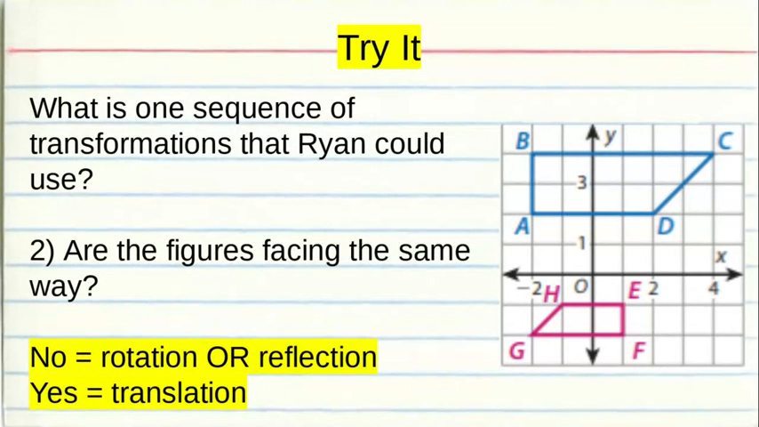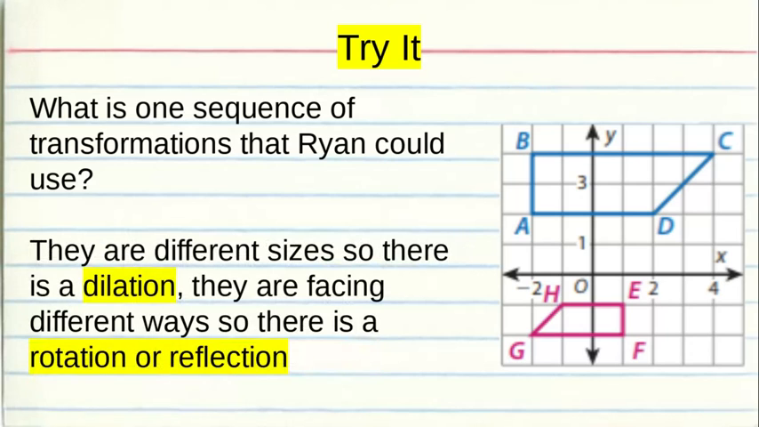The second question is, are the figures facing the same direction? If they are facing the same direction, that means we're just translating it, and if they are not facing the same direction, that means we are either rotating or reflecting it, since those two transformations will change its orientation, or in other words, the way it's facing. So we know that since they are different sizes, there is a dilation, and since they are facing different ways, there is either a rotation or reflection as well.